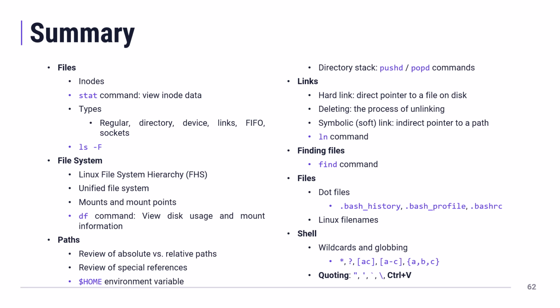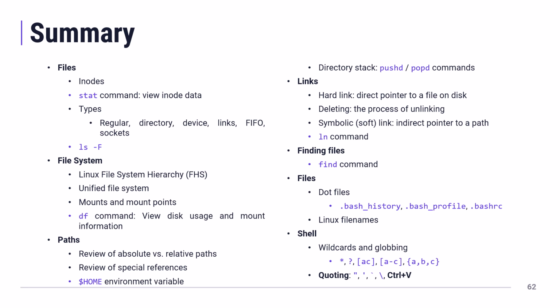Most of the path stuff was review. We did see the home environment variable, which stores the path to your home directory. So took a look at hard versus soft links with the ln command. So ln creates a hard link, ln -s creates a symbolic link. And we saw how they differ. The hard link, the two names point at the same file on disk, whereas a symbolic link, the link points at another file name or another path within the file system.